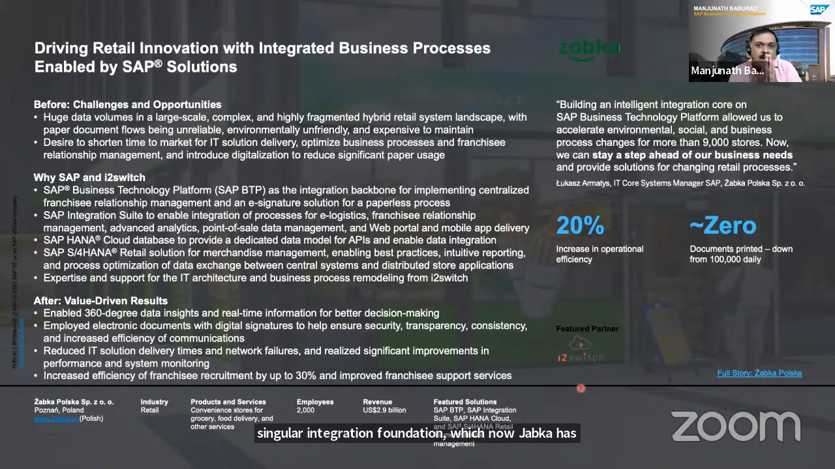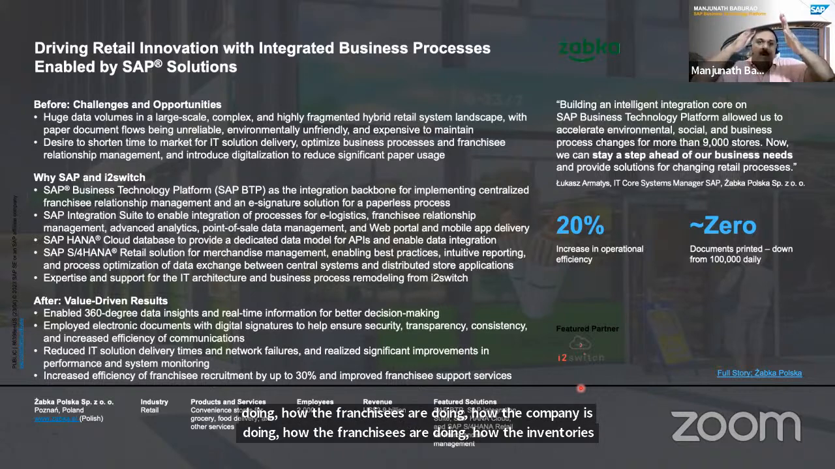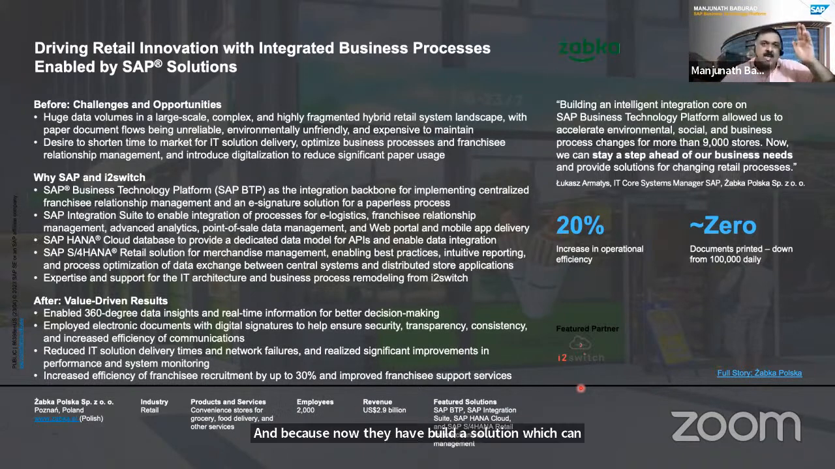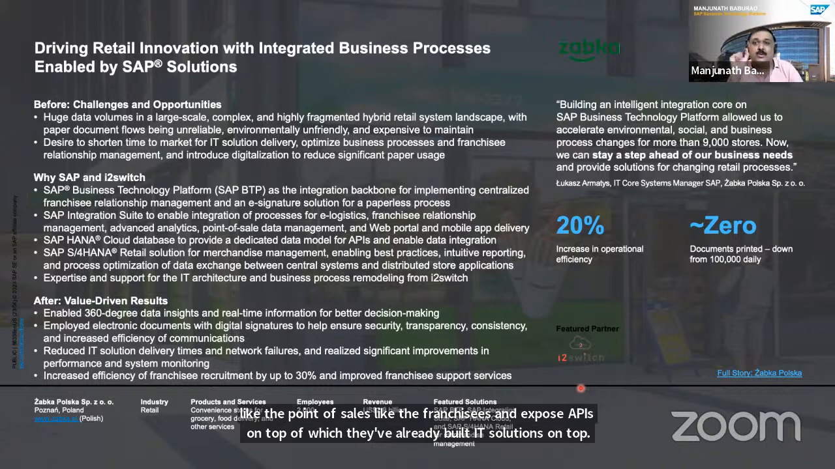And now you see a very highlight of this use case. They used to print 100,000 documents on a daily basis to have a view of how the company is doing, how the franchisees are doing, how the inventory is, and a lot of the stuff. Because now they have built a solution which can bring data from all of these different sources, like the point of sales and the franchisees, and expose APIs on top of which they've already built IT solutions, the number of documents that they now print on a daily basis is close to zero.